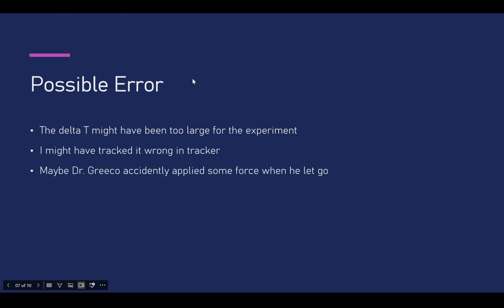So for places of some possible error, the delta t might have been too large. For our experiment, we used a really small delta t to calculate everything. Or I might have started it wrong in Tracker, or maybe Dr. Grieco accidentally applied some force when he let go of the spring.